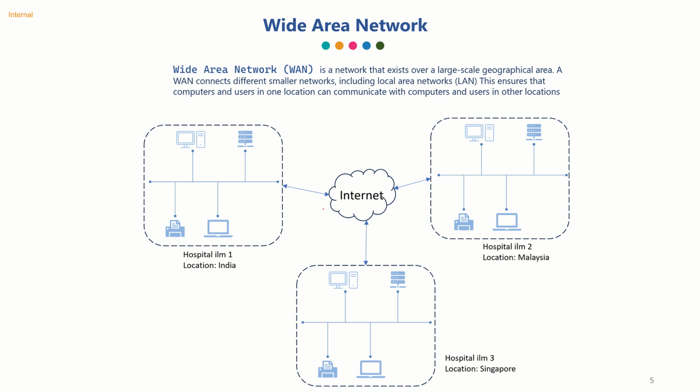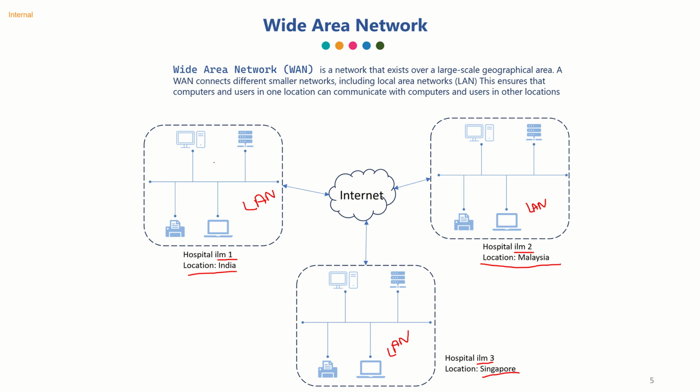So what is then a wide area network? Let's say that you have different hospitals. You have hospital one which is located in India, and you have hospital two which is located in Malaysia. It's the same group of hospitals. Let's say the hospital name is ILM. So this is ILM 1 hospital, ILM 2 hospital, this is ILM 3 hospital. It's located in Singapore. So in this case what happens is they will have their own LAN here, they will have their own LAN here, and here.